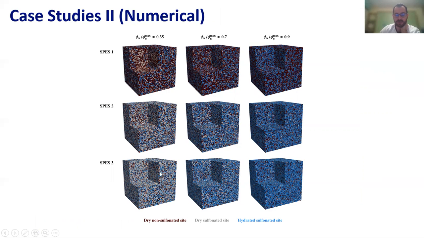Here we have our representation of the membranes with different degrees of sulfonation and different relative humidities, or this quantity which is proportional to the relative humidity. You can see here, for example, this is membrane 1. We have a low degree of sulfonation, so there is a small amount of gray sites. Then we have 1, 2, and 3, which are highly sulfonated, and we have a lot of sulfonated sites.